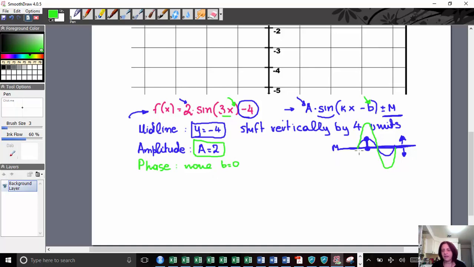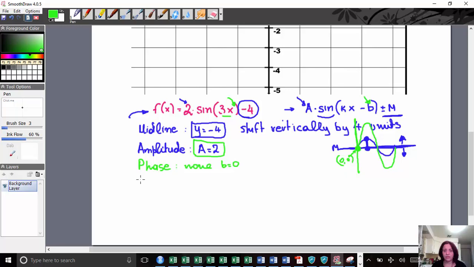What does this mean in terms of the graph? In terms of the graph, it means that the y-axis will be exactly at the beginning of the sine. It will be at 0, 0. So it is not shifted horizontally, left or right.